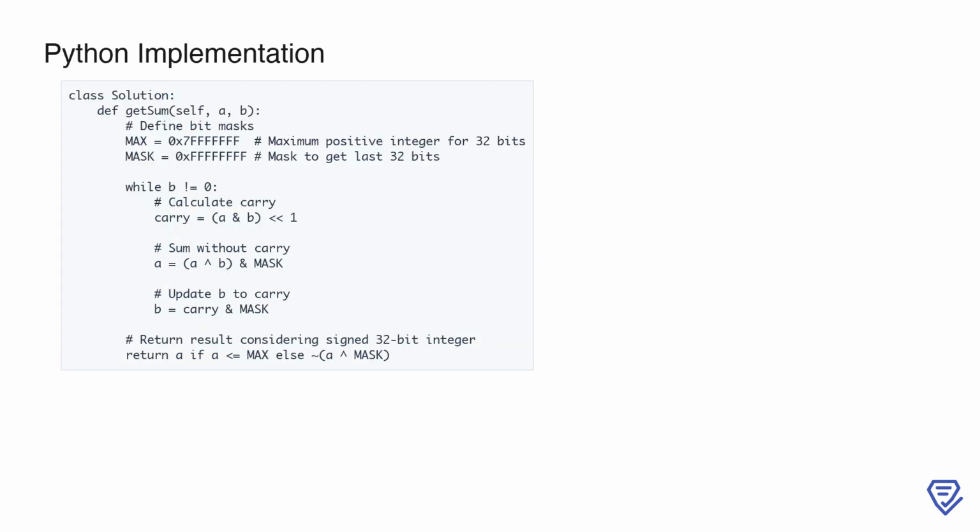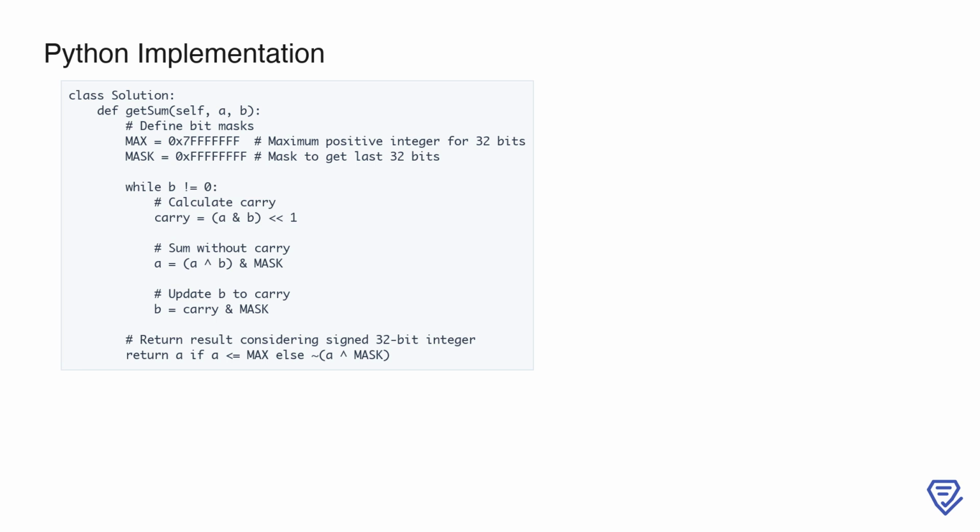This solution to LeetCode problem number 371, Sum of Two Integers, performs the addition of two integers a and b without using the plus or minus operators. Instead, it relies on bitwise operations to simulate addition. Here's a detailed explanation of the code.